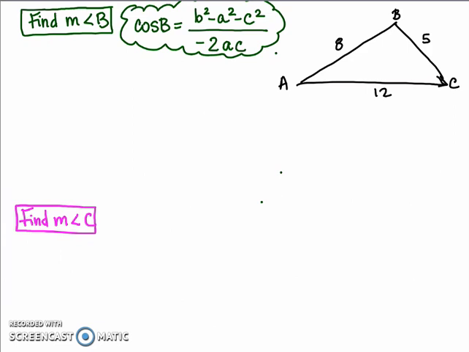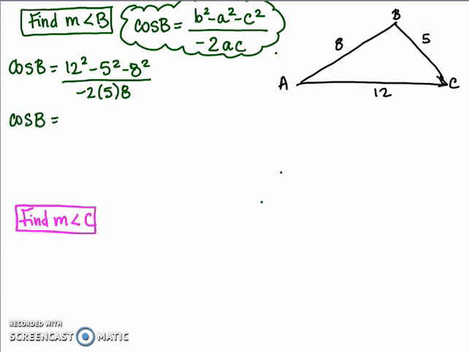So now we're going to solve for angle B by plugging b, a, and c into this equation. Cosine B is equal to 12 squared minus 5 squared minus 8 squared divided by negative 2 times 5 times 8. Again, you grab your calculator. Let's do the numerator first. 12 squared minus 5 squared minus 8 squared is going to give us 55 in the numerator. In the denominator, negative 2 times 5 times 8 is going to be negative 80. And 55 divided by negative 80 gives us negative 0.6875.